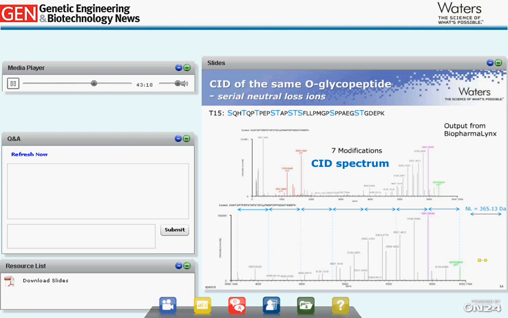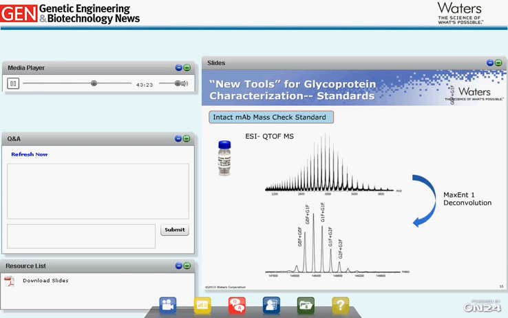So here are some of the new tools coming out from Waters for glycoprotein characterization. One is standards and reagents. The first standard we introduced this year is the intact monoclonal antibody mass check standard. It's an IgG1 protein, and customers or scientists can use it for checking their system performance before they do the intact protein analysis.